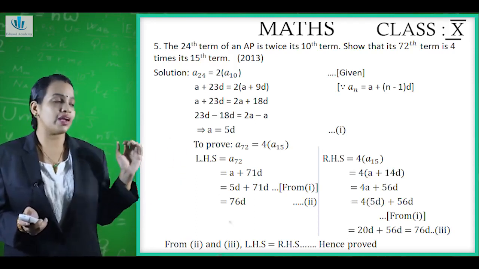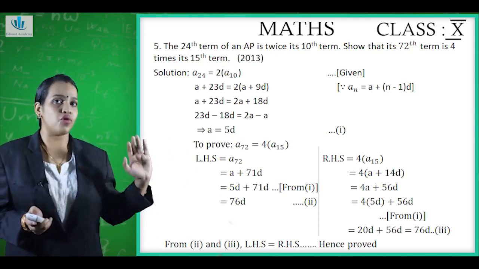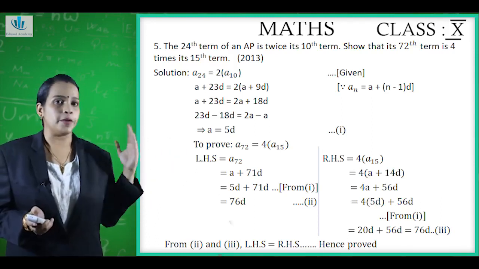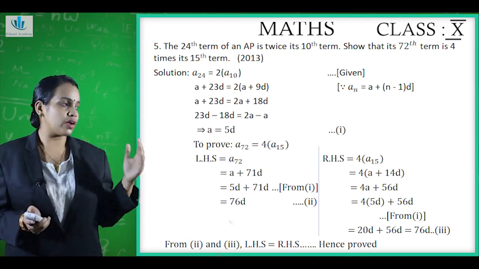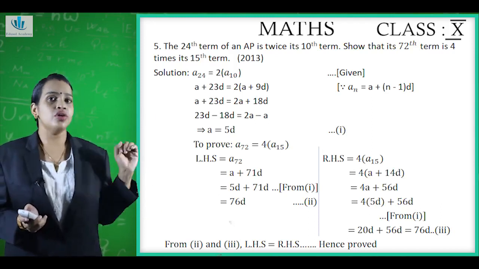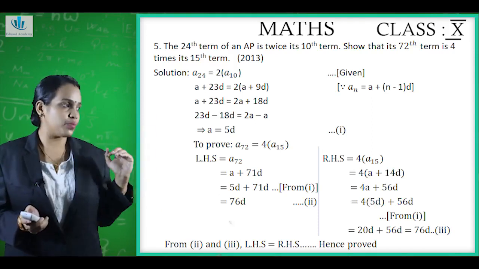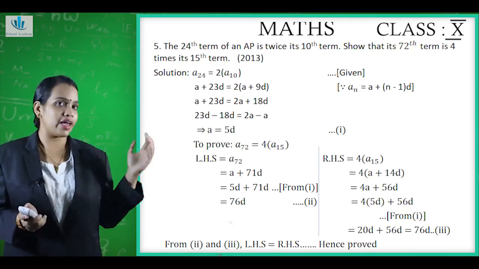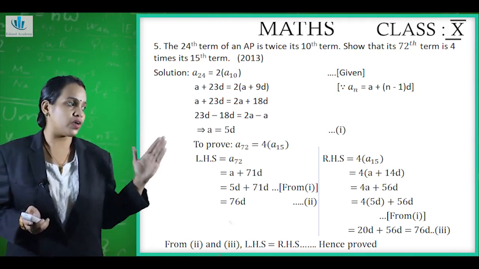Now we have to prove that a72 is equal to 4 times a15. First we will solve the left hand side. Our left hand side is a72. Now you know the formula, again we will put the formula of the nth term. It is an is equal to a plus n minus 1 into d.